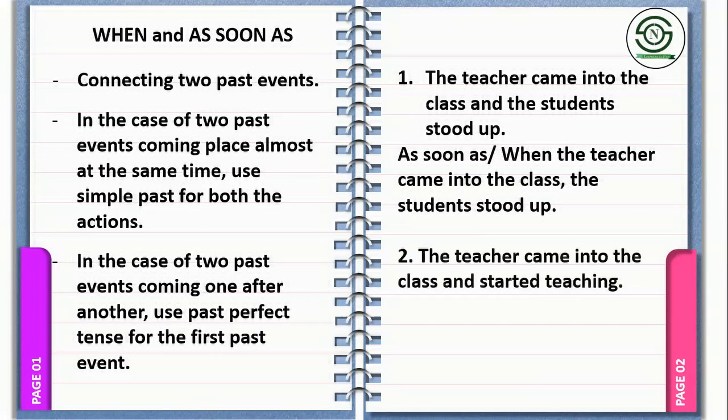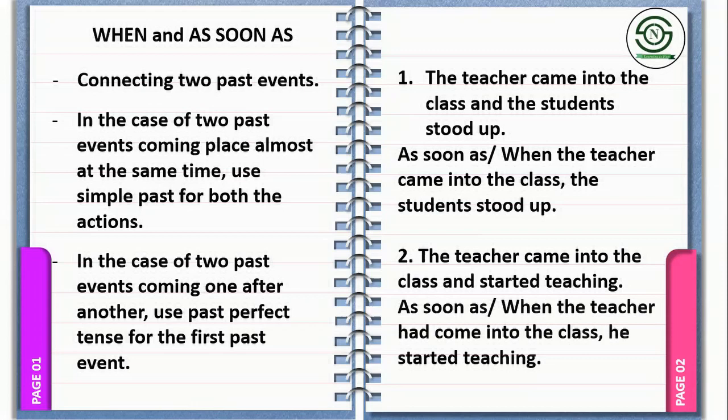And number two, the teacher came into the class and started teaching. पक्कै नै टिचर आउँदा आउँदै पढाउनु न आइसकेपछि ग्रीटिङ होला, then he पढाउन थाल्नु होला. So the arrival of the teacher and his act of teaching are two different actions which take place one after another. यस्तो केसमा first past event लाई we write in past perfect tense, or let's say had plus v3. Example हेर्नुस् त. As soon as the teacher had come into the class. So it is had come because here you have two events that come one after another.